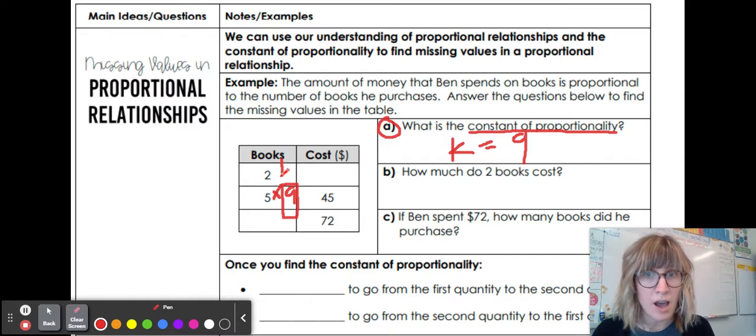Well, we know that if it's a constant rate, we're simply going to multiply it by the same thing, right? We're going to multiply it by 9. So 2 books are going to cost $18.